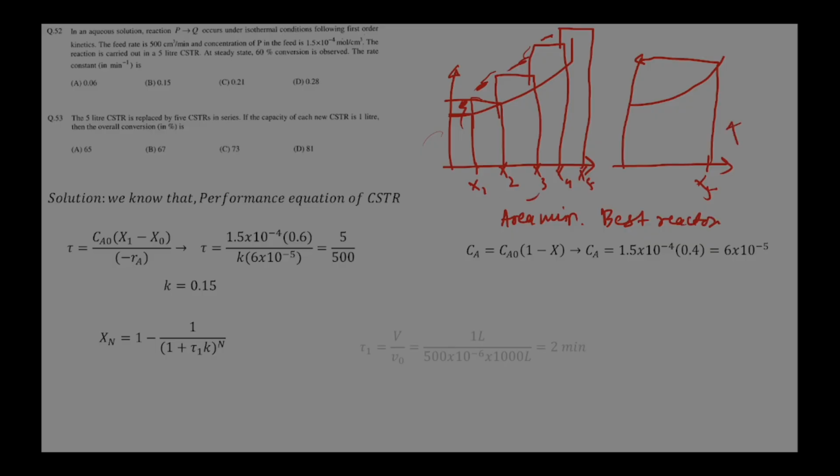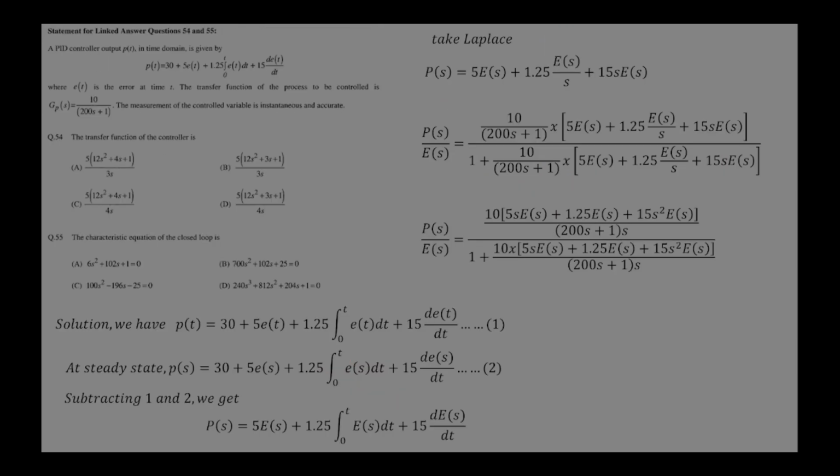Okay, we'll see. So tau 1 is for one reactor, tau 1 is this, 2 minutes. For xn, that is with 5 reactors, we get 0.73. See, in the 5 liter CSTR we are getting a conversion of 60%, but when we use 5 CSTRs of 1 liter each, we are getting conversion 0.73. So minimum area, best reactor. Okay, so straightforward question.